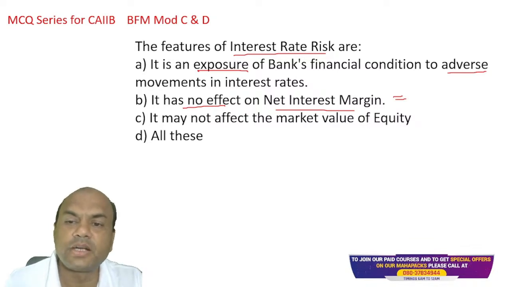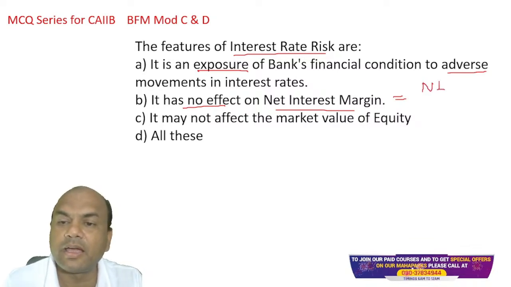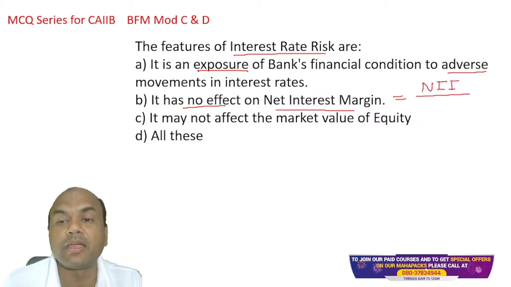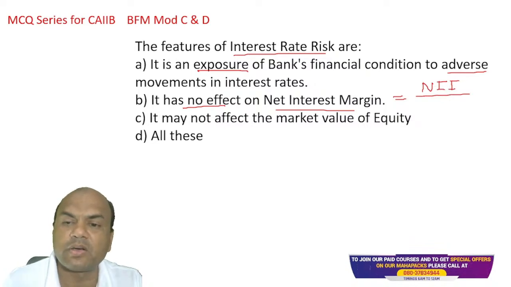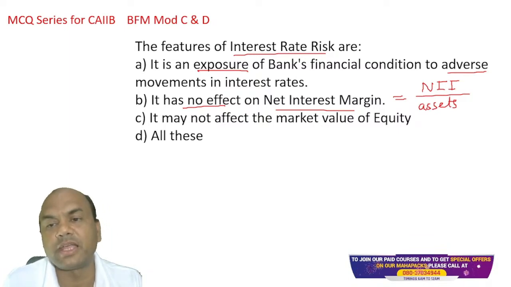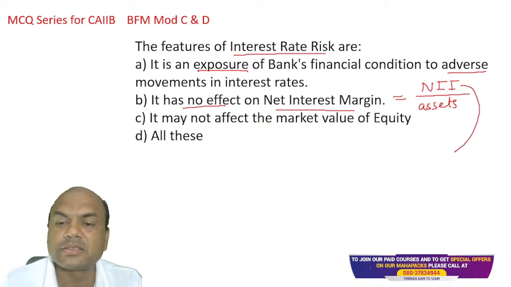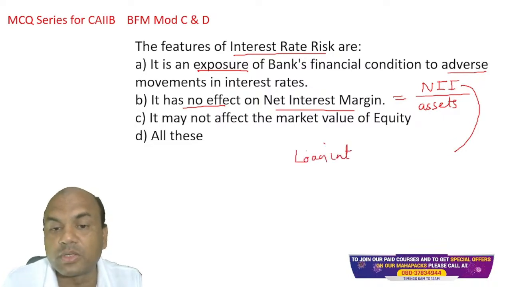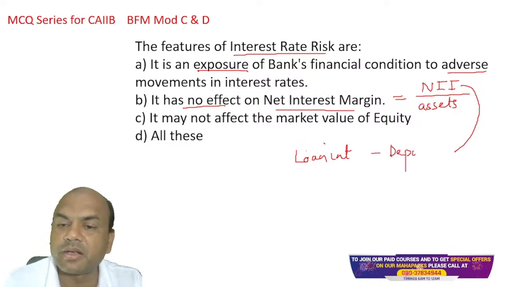Yeah, it is NII divided by assets, performing assets you can call it, or just call it assets also, it's okay. Performing assets, that's the right word. NII upon performing assets. Now what is NII then? NII means, I'll just write it short, the loan interest which I get minus the deposit interest. That difference is known as my NII.